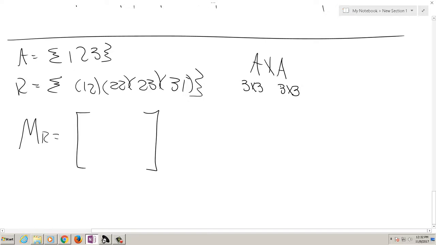So let's map them. The rows always represent the first set, and the first set is A. A contains 1, 2, and 3. The columns always represent the second set, and since it's still A, that means the columns represent 1, 2, and 3. This is position (1,1), (1,2), (1,3). This is position (2,1), (2,2), and (2,3). This is position (3,1), (3,2), and (3,3). So I just did that to help remind myself of where each one of these positions are.